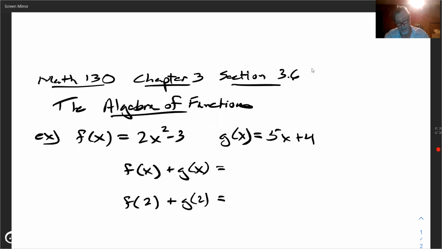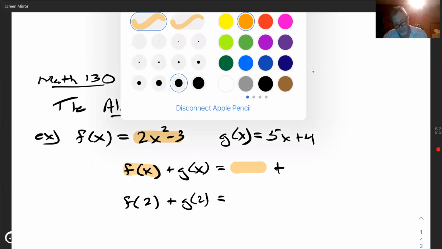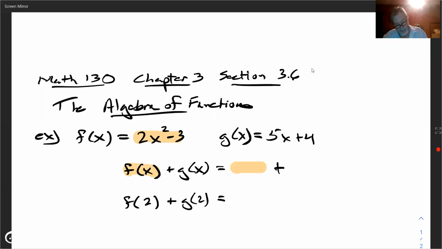Okay, well, guess what? Here comes Mr. Color. F of x is this, and that's what they want you to put there. So it's going to be that plus, and now let's go with, how about green? Here's g of x. There it is, and I'm going to put it right there. Pretty quick. You just simply go, oh, you want that?